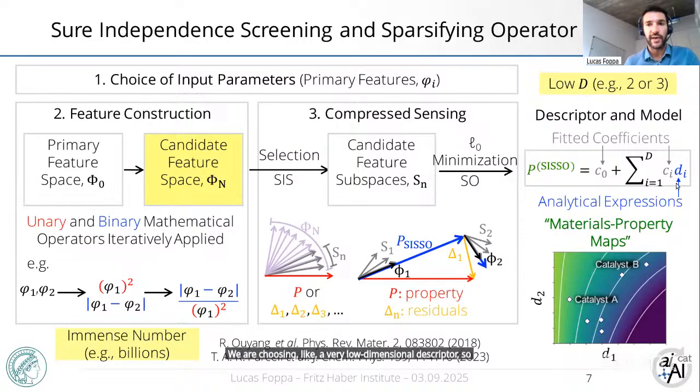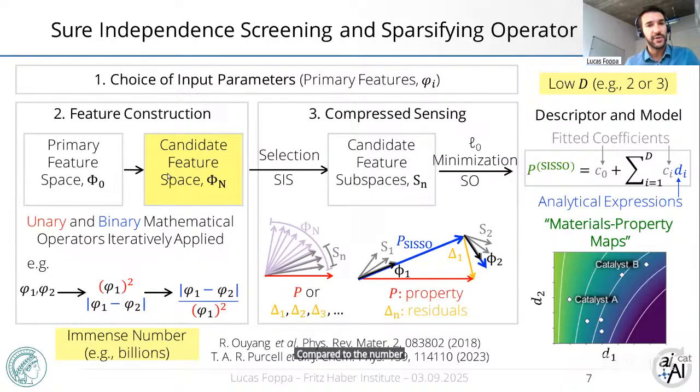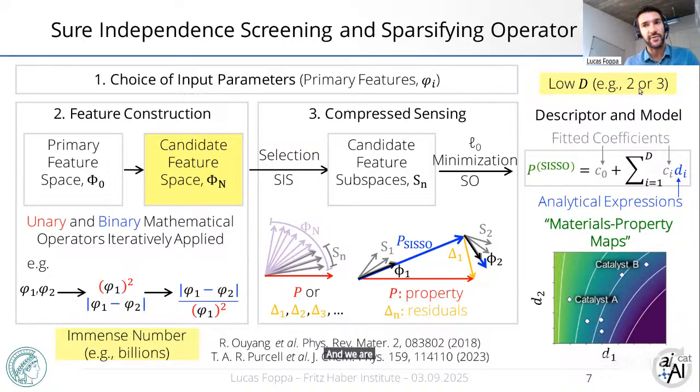So the number of analytical expressions that we have in the final model is very low, for instance, 2 or 3, compared to the number of candidate features that this algorithm will screen. That is in the order of billions or even trillions of candidates. So meaning that we are really having a very comprehensive, very big library of different expressions, and we are selecting only very few ones in the final model. No? Okay, very good.